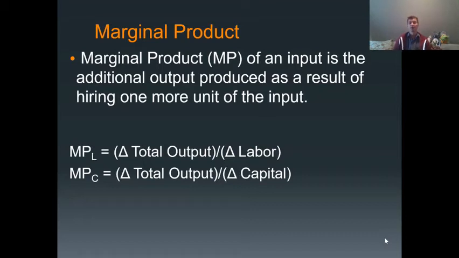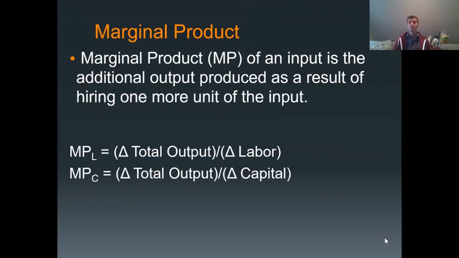Now, if we're looking for an equation for this, it's the change in total output over the change in whatever your input is. Normally, it's going to be labor. So your MP sub L is your change in total output divided by your change in labor. If it's your marginal product of capital, MP sub C, that's your change in total output divided by your change in capital. Sometimes you'll see capital as K in this, so MP sub K. That's to not confuse it with certain other things that are also labeled MPC.